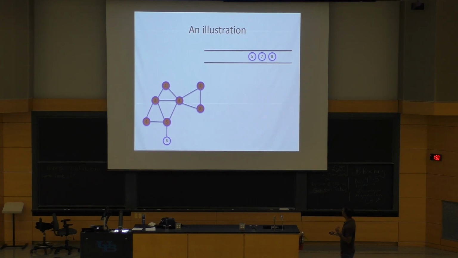Then you pull out 4. There's nothing interesting happening here. You pull out 5, and now you have a neighbor which is 6 that's not explored, so you put 6 in. And then basically you just pull guys out one by one. And once your queue is empty, you're done.